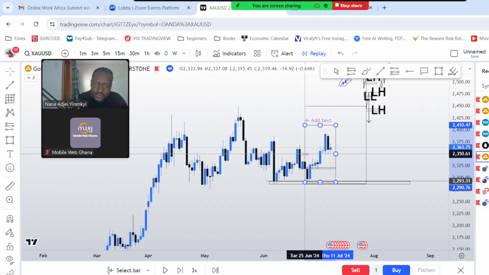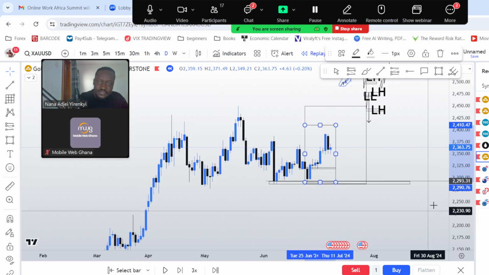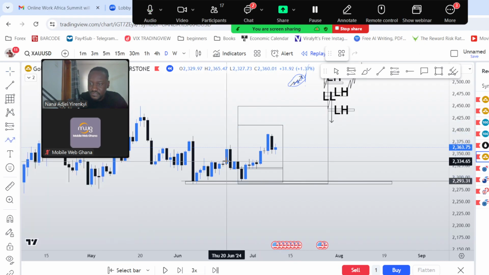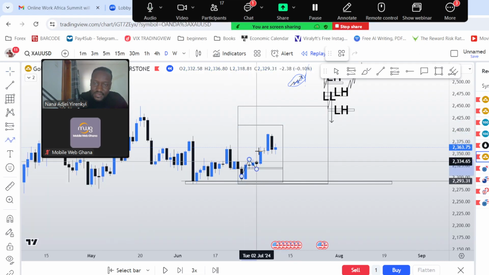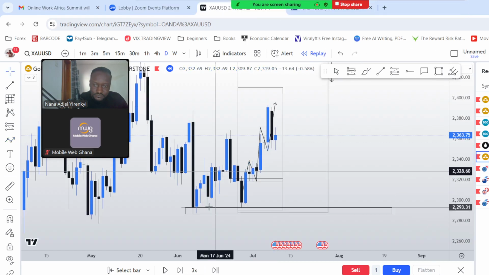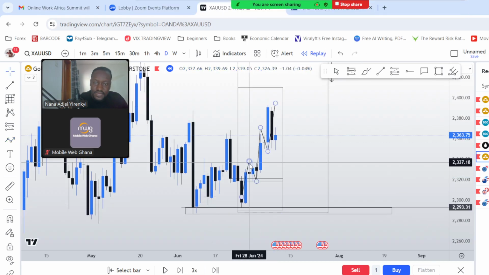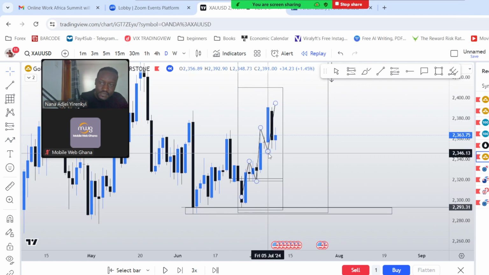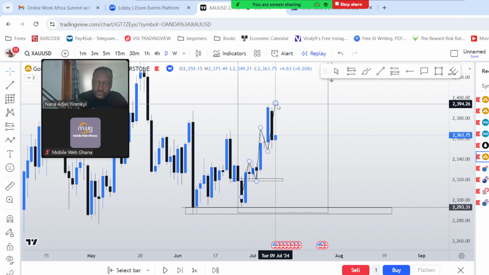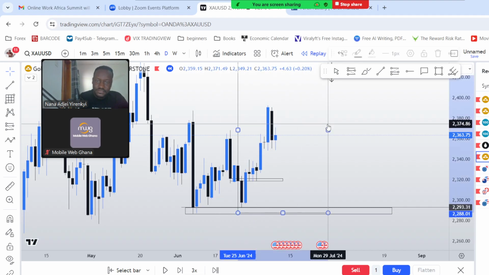So I forget about everything that happened in the past and just look at the most recent structure. And in the most recent structure, what do I see? I see a clear uptrend. You can see a low, then a higher high, a higher low, a higher high, a higher low. So I can see a clear uptrend, and this is the area I'll be looking at to take my next trading decision.